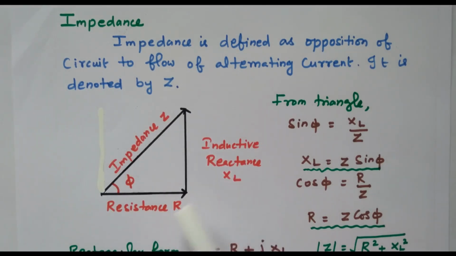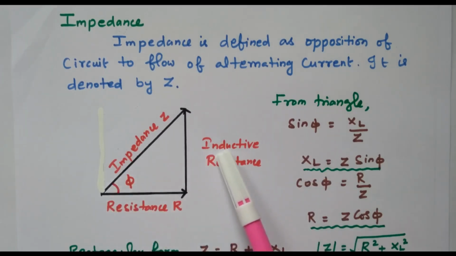So the sum of these two, resistance and inductive drop, is nothing but the impedance. So impedance is the vector sum of resistance plus inductive reactance. There is a 90 degree phase shift between the resistor and inductive reactance. From this diagram we can find the value of sin phi. This is the angle phi.